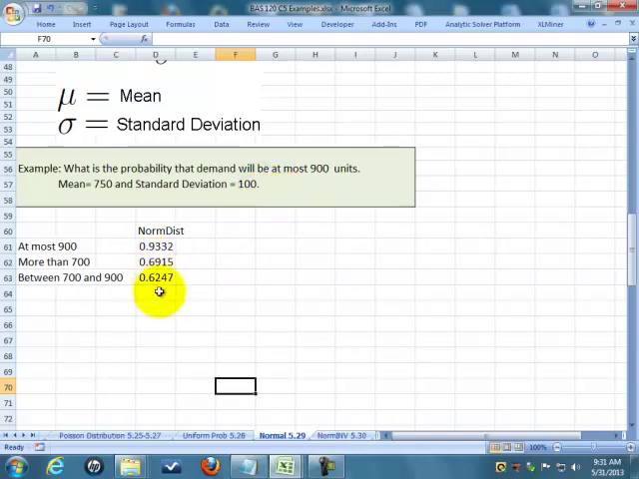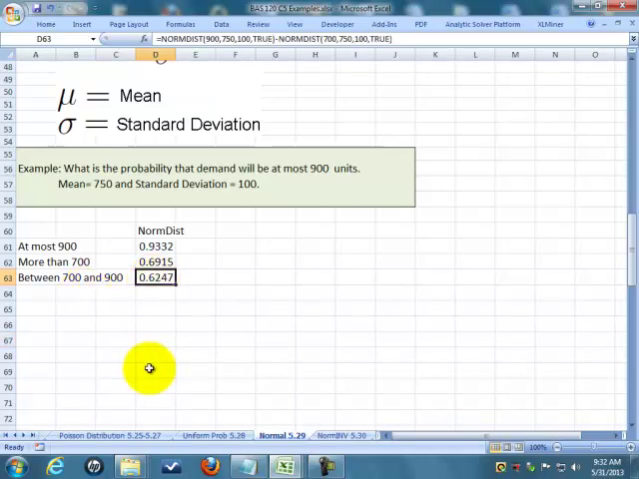So it's about 69%. Now, how much is between 700 and 900? Well, I can ask, what is my area from left to right up until 900? That'll give me the probability that it's 900 or less. And then I subtract from that the probability that it's less than 700. And that'll give me the probability that it's between 700 and 900, and that's about 62%. You should always check to make sure these make some intuitive sense. If my mean is 750, then yeah, between 700 and 900 is going to be around 62%.